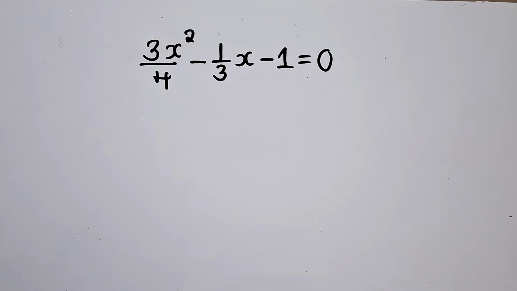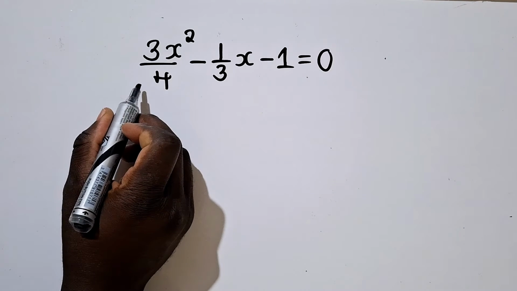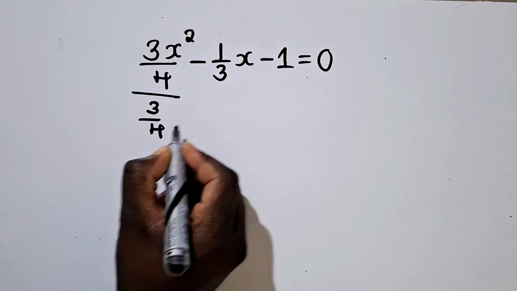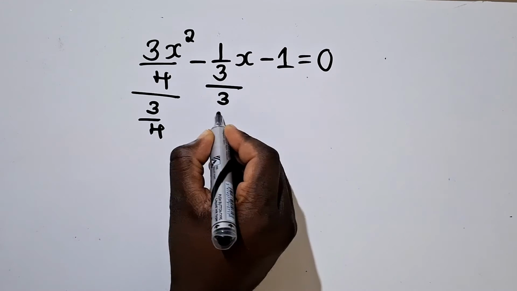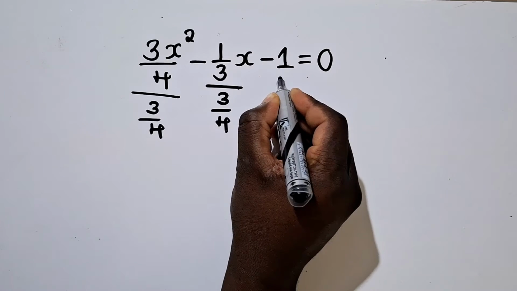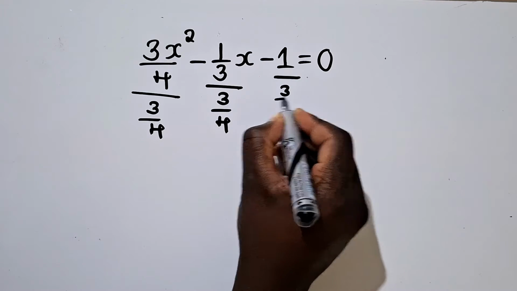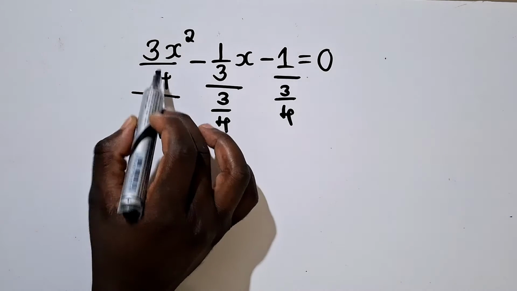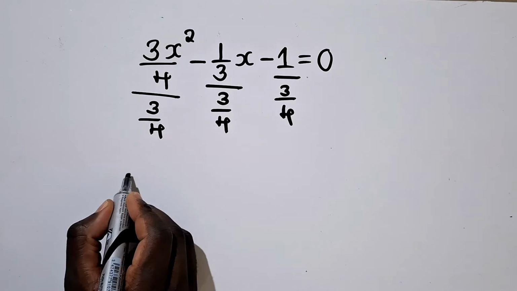All right, so here we're going to divide throughout by 3 over 4. Even here, 3 over 4. Here, 3 over 4. So this is what we're doing, and that's our first step. When we divide like this, we shall have something like this.